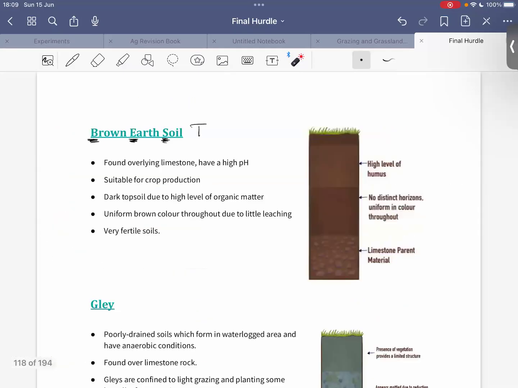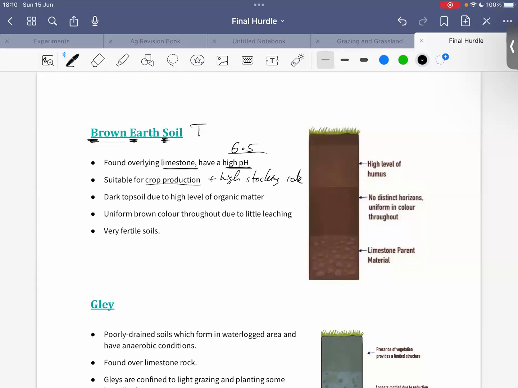Great question. So brown earth soil is the best. Any characteristic that you can think of in soil, just say it about brown earth soil. Good structure, good texture, high levels of organic matter, very fertile, high levels of humus, dark in color, all those different things. Getting into the specifics of it, it's found over a limestone rock. So that is why it's going to have a higher pH, hopefully around that 6.5 level that we want. Suitable for crop production.